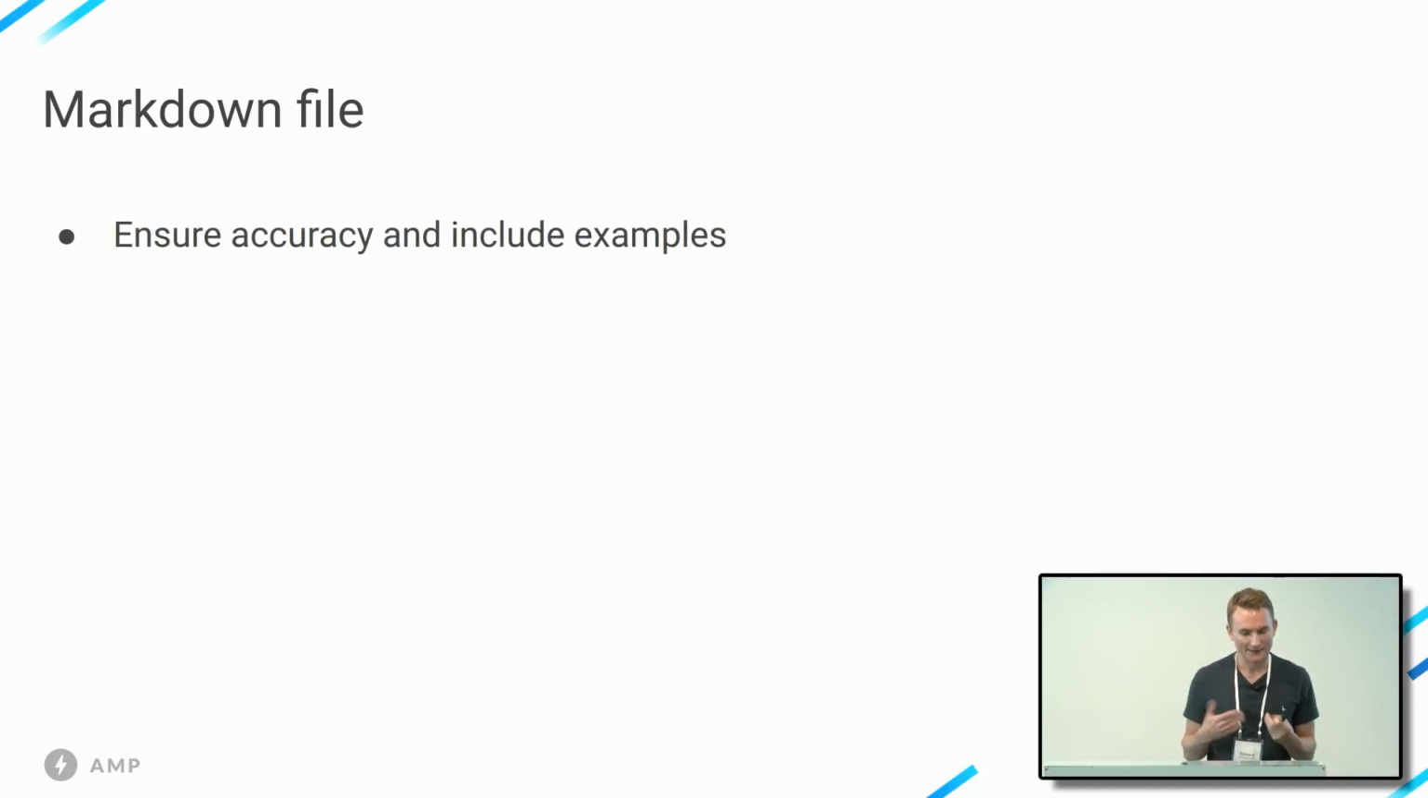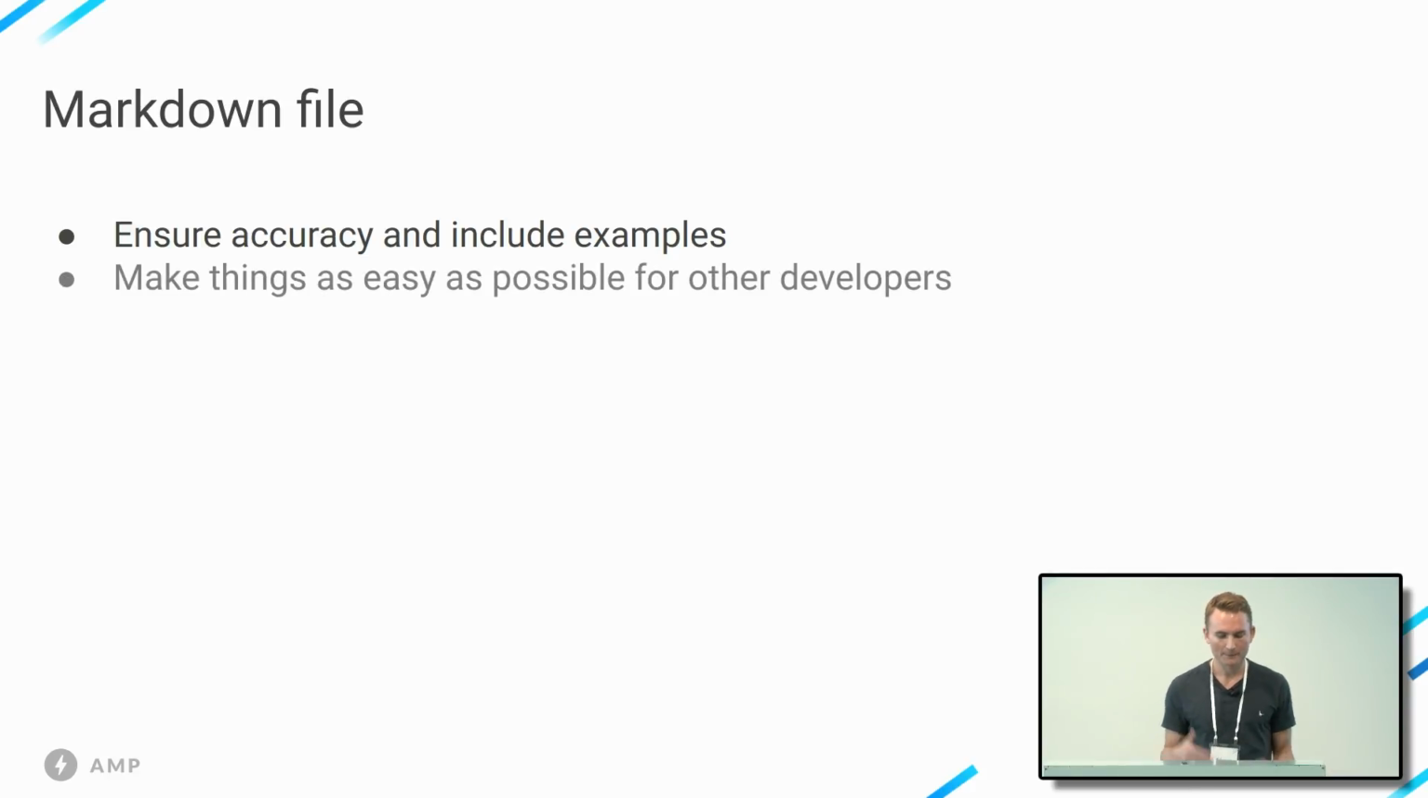All right, so the final thing we need to do is just add some documentation. And this is all set in the markdown file, so in our case, amp-timeago.md. And we should try and ensure that this file is as accurate as it can be and contains some examples, because the more helpful and well-written our documentation is, the more likely it will be for other developers to use our component.